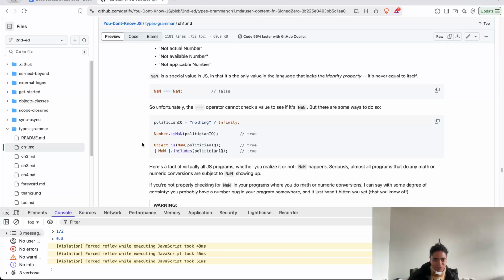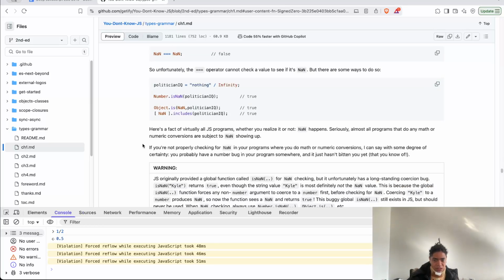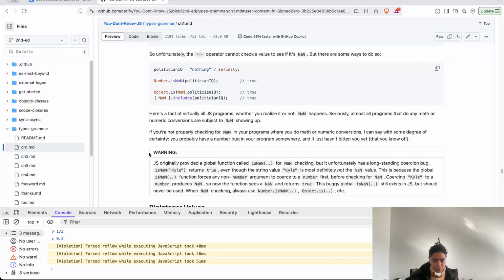Here's a fact of virtually all JS programs. Whether you realize it or not, almost all programs that do any math or numeric conversion are subject to NaN showing up. If you're not properly checking for NaN in your programs where you do math or numeric conversion, you can say with some degree of certainty you probably have a number bug in your program somewhere, and it just hasn't bitten you yet that you know of.